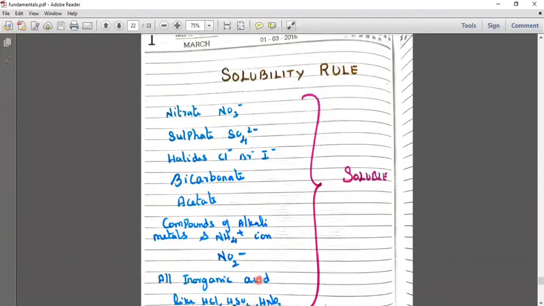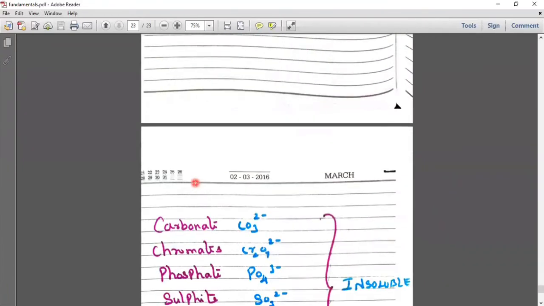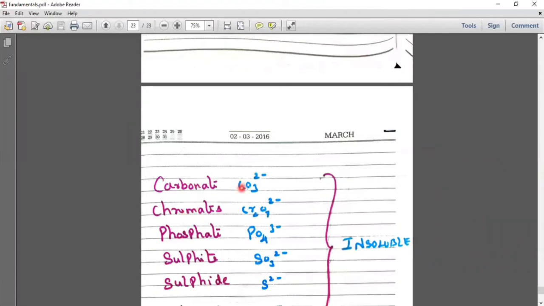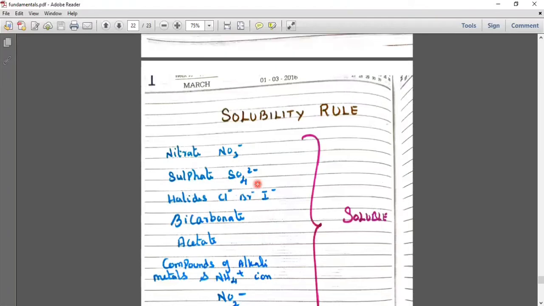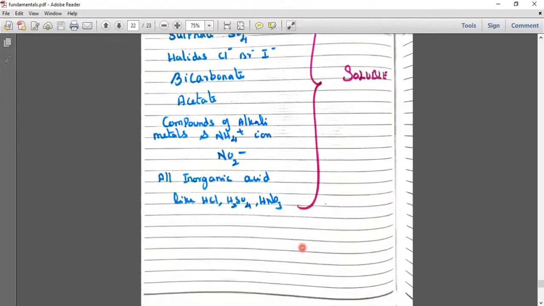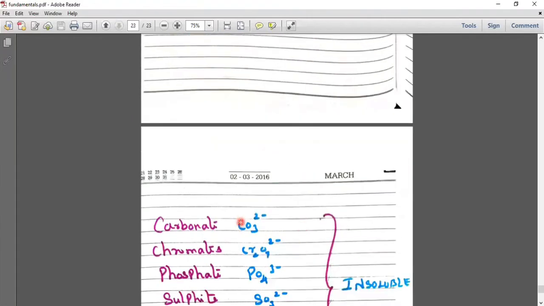Bicarbonate is soluble in water, but carbonate is insoluble. For example, sodium bicarbonate is called baking soda, and it is soluble in water, whereas sodium carbonate, washing soda, is insoluble in water. Unless you add hot water, it will not dissolve. So carbonate is insoluble in water.